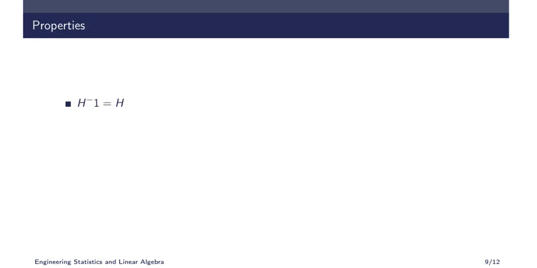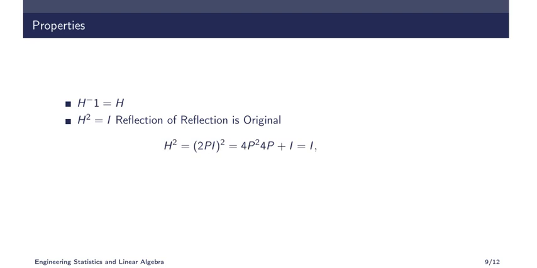So another property is H square is equal to I. That is nothing but reflection of reflection is original. You can try that one using the equation. H is equal to 2P minus I. We have the relation H square is equal to 2P minus I whole square, that is nothing but 4P square minus 4P plus I.